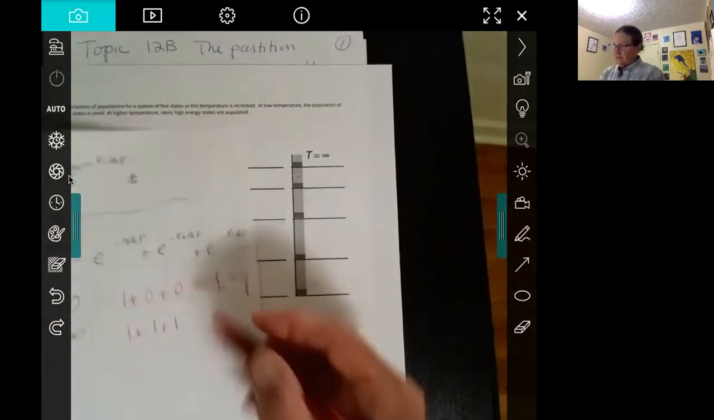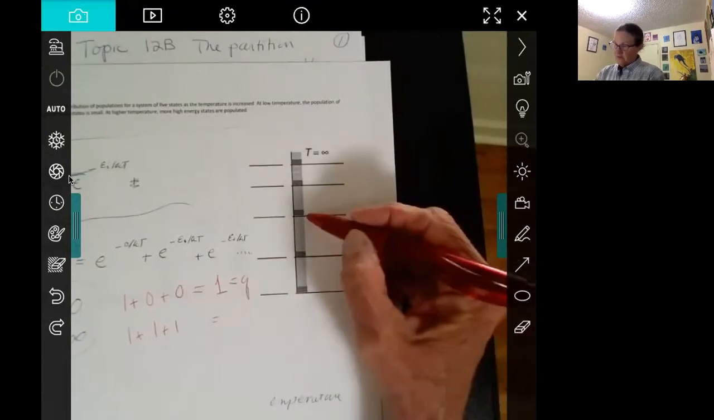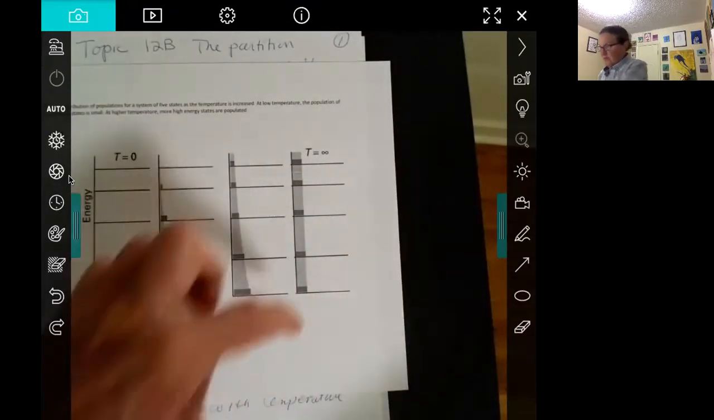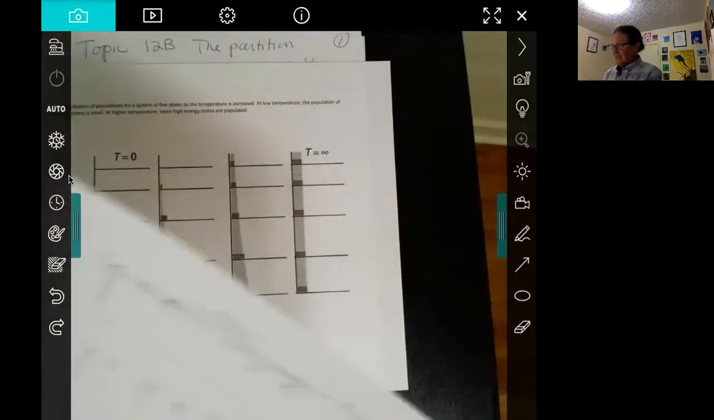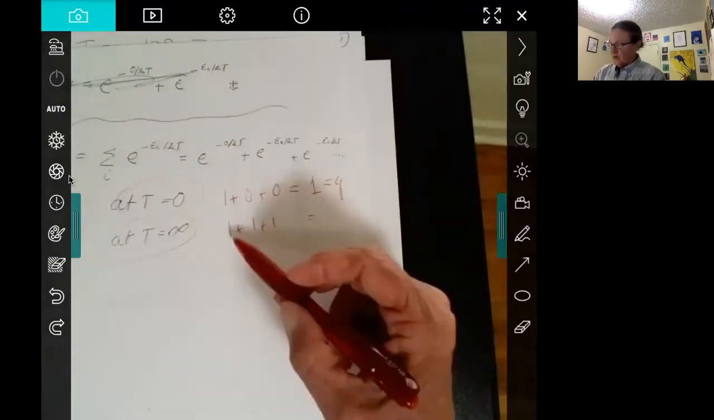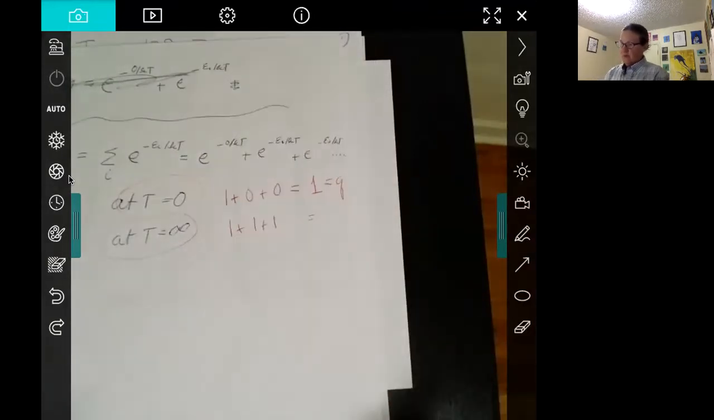If you had 2 states, it would add to 2. If you have 3 states, it would add to 3. Most molecules have even more than that. But the important thing is each term will have the same value. Each term will be 1. Each state can be populated.